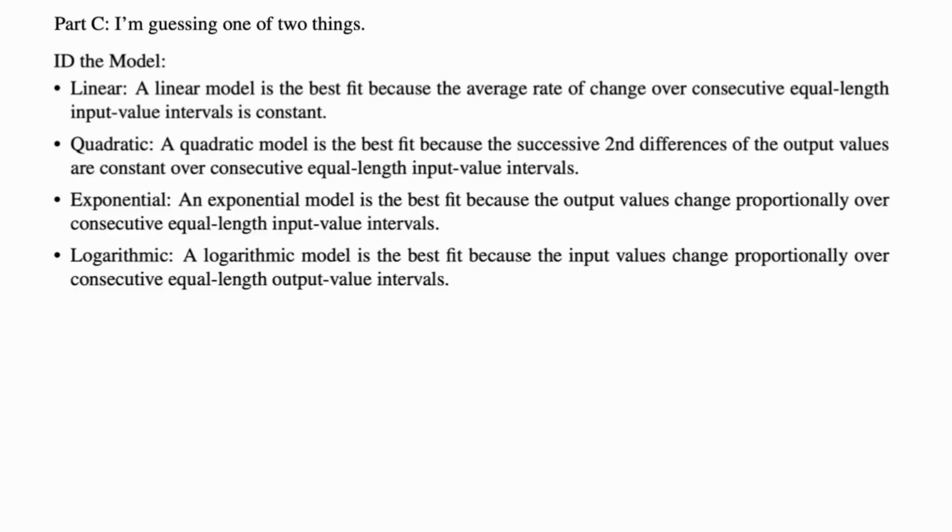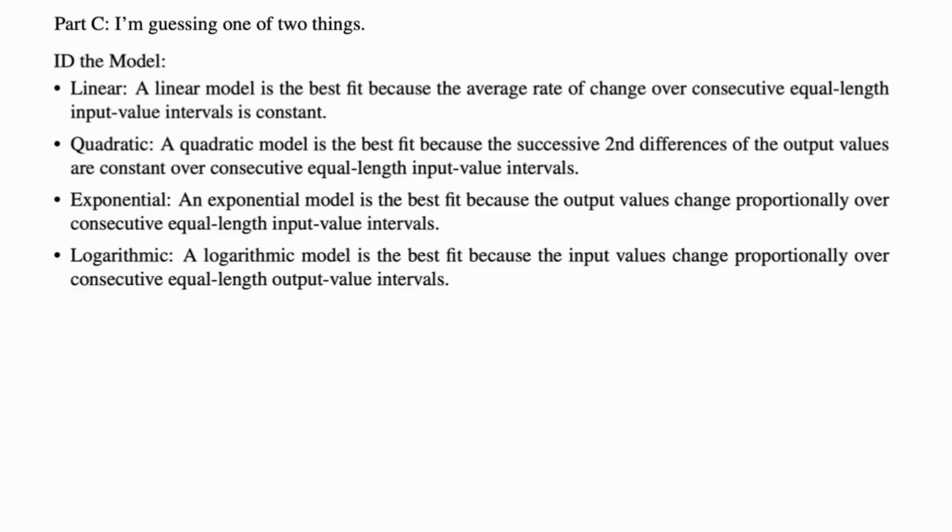If you find that the output values have the same equal length over consecutive equal length output value intervals, if you find that the delta y's are always the same, you're going to choose logarithmic, provided that it's not linear. But you would have already discarded that notion, because if delta x is the same, then you're definitely choosing either linear, quadratic, or exponential. As soon as delta x isn't the same, now you're probably choosing logarithmic no matter what happens, but you got to make sure that the delta y's are the same. So logarithmic is best if the input values change proportionally over consecutive equal length output value intervals.